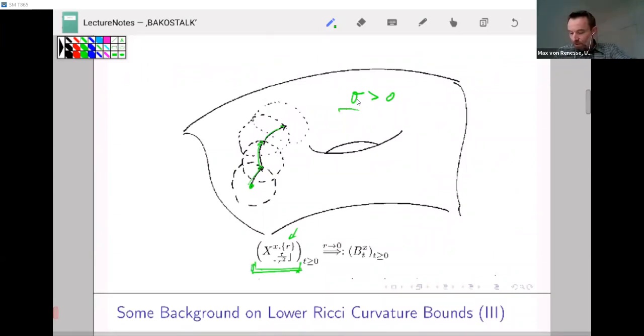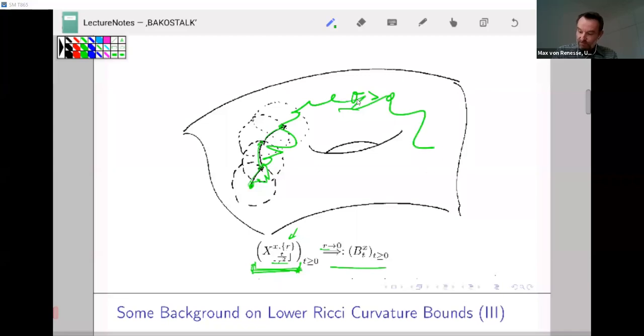And now you do a scaling of this collection of stochastic processes in the hydrodynamic fashion. So you send the jump size r to zero, but you speed up time in a quadratic fashion. And by some typical arguments, which involve compactness of processes and finally an identification of the limit, this will have a unique limit. And this unique limit is what you call a Brownian motion on this manifold. That's then the Brownian motion on the manifold.